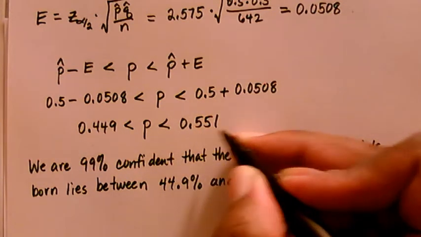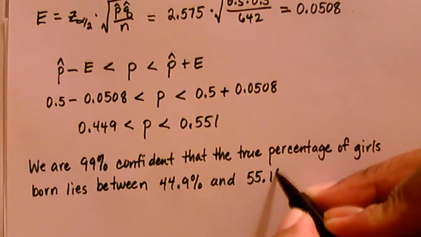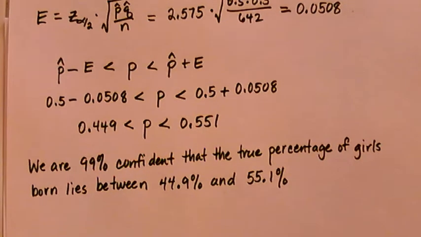And 0.551, change that to a percent, that'll be 55.1%. Okay. So that's how you would write and interpret the confidence interval estimate for the percentage of girls born. And in the problem, it does say percentage, so you have to change your decimals to percents on your limits. Okay. So that's problem number 6.